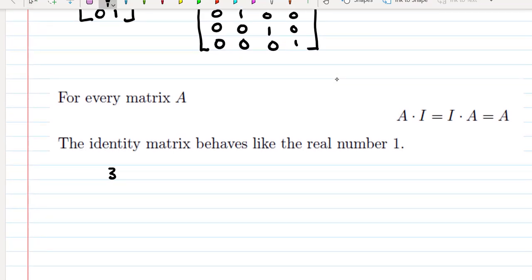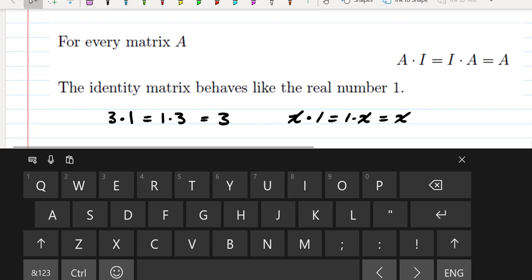For example, 3 times 1 is equal to 1 times 3, which is equal to 3. Or for any number x, x times 1 equals 1 times x is equal to x. Because 1 times anything is just the anything in question.